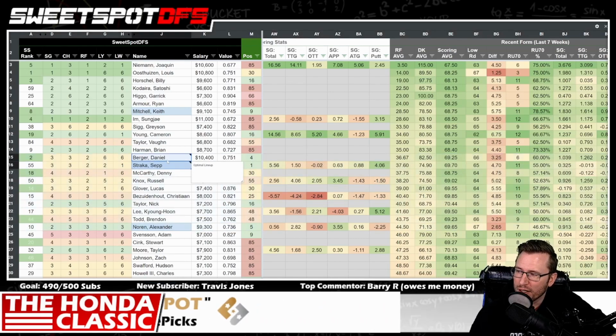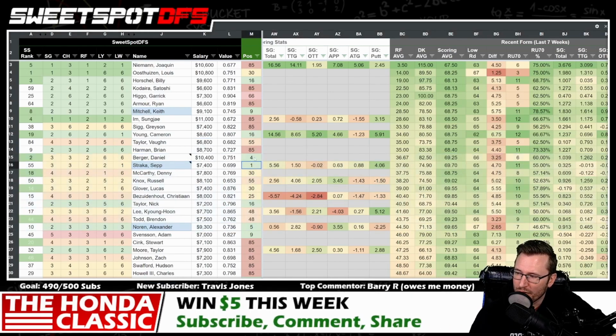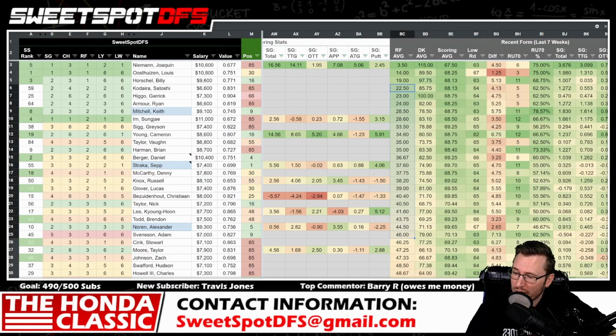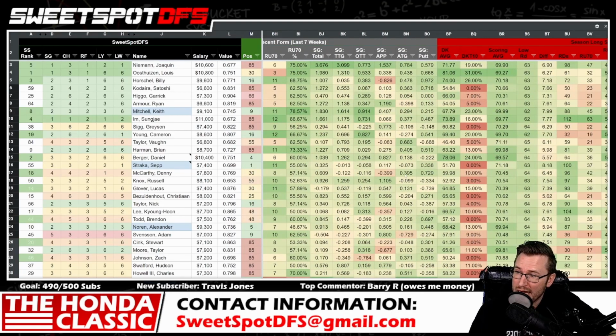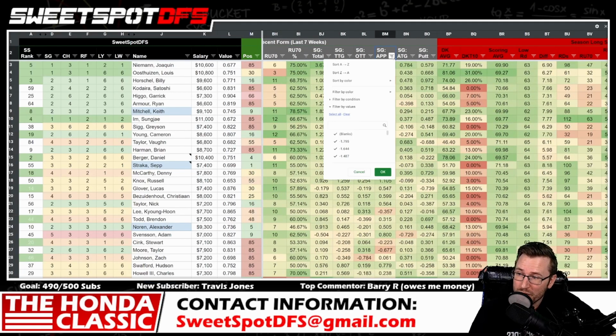Berger and Sepp Straka were in the optimal lineup together, 1st and 4th. So that would be great to build your lineups around. But they're here in the middle of the pack, with average finishes between 20th and 40th place over the last 7 weeks. How do you figure that out? Or how about this, let's take a look at approach over the last 7 weeks. I also have those stats here.